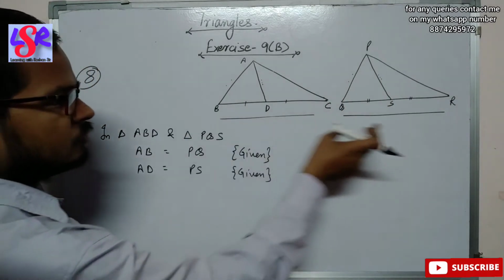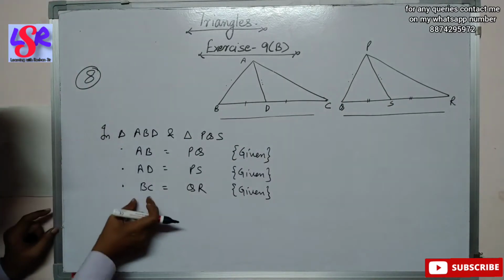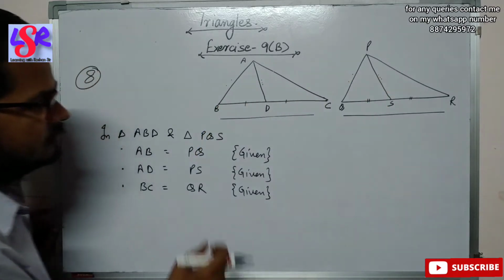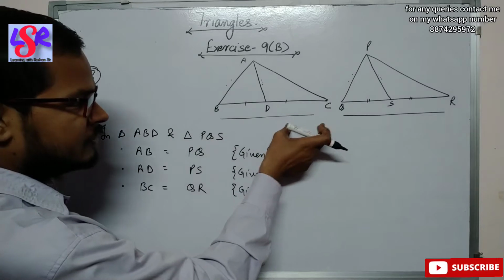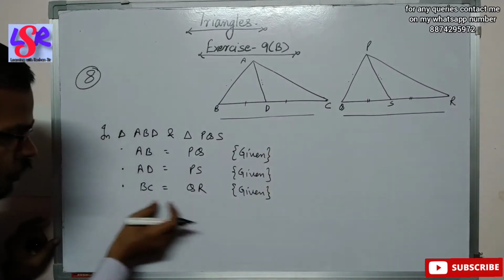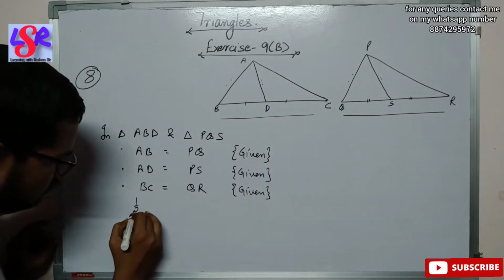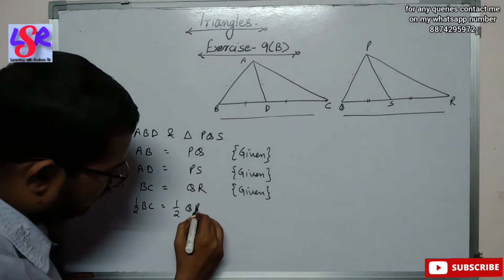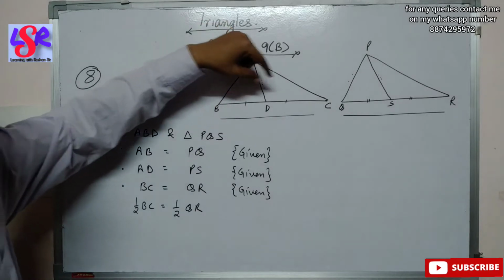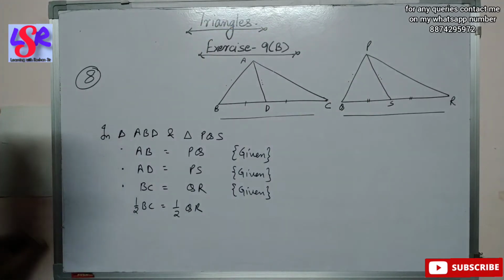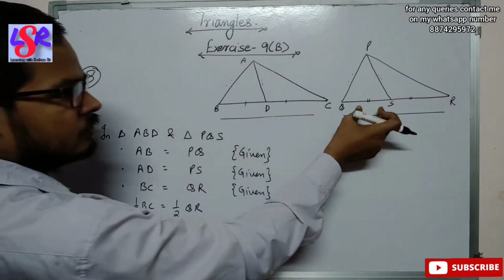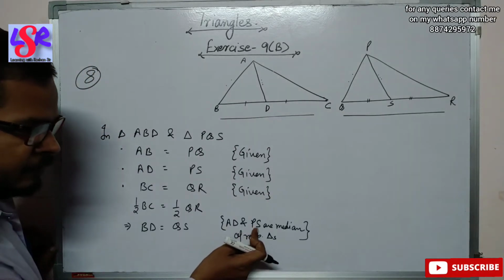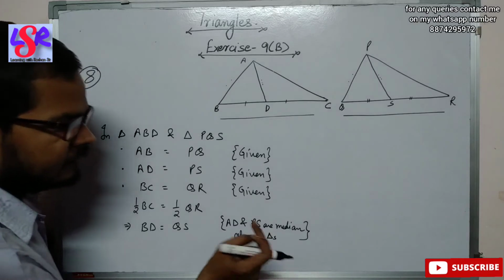Then we have BC equals to QR given to us, but BC and QR as a whole are not part of either of these triangles. So we are going to take the half of BC and half of QR. And if the whole is equal, then half will also be equal. So half of BC equals half of QR. Now we see that AD and PS both are medians of the triangle, so BD will become equal to QS. Therefore BD equals QS as AD and PS are medians of the respective triangles.